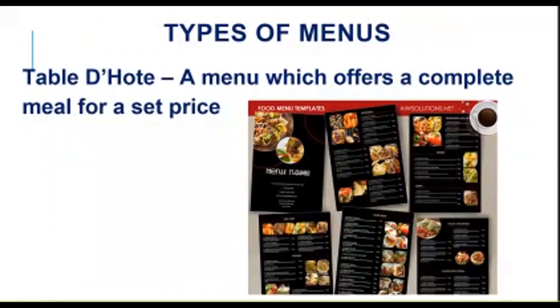Table d'hôte. Table d'hôte is a menu which offers a complete meal for a set price. In other words, appetizer, main course, dessert, and a beverage are all served at one grand price. There can be more than one table d'hôte menus being served by the same restaurant at the same time. This type of menu is most commonly seen in the fine dining restaurants.